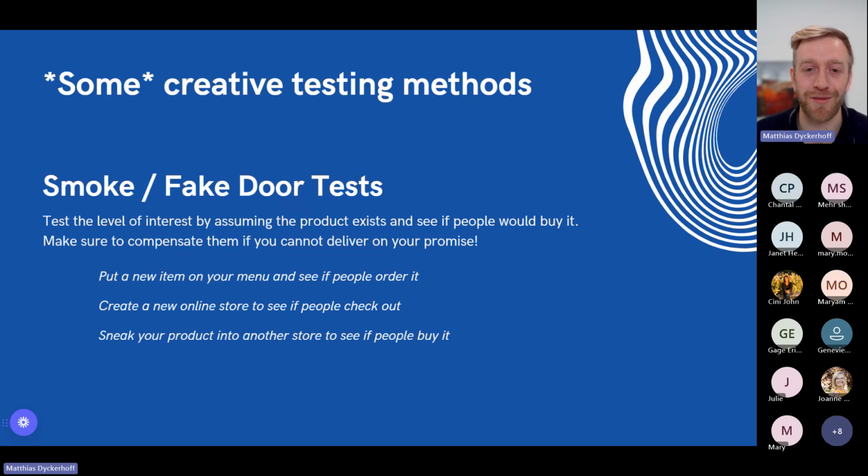He just put it in the store, and he saw that a lot of people picked up the product and tried to buy it, which is a strong indication that they would buy it if it was a real product. But I would say that you have to make sure you compensate people if you can't deliver on your promise. Part of ethical testing, I think, is that if you have people go through this method of adding products, checking out, and they actually think they're going to get something, there needs to be an equivalent compensation to save face, your value, and your brand. But yeah.